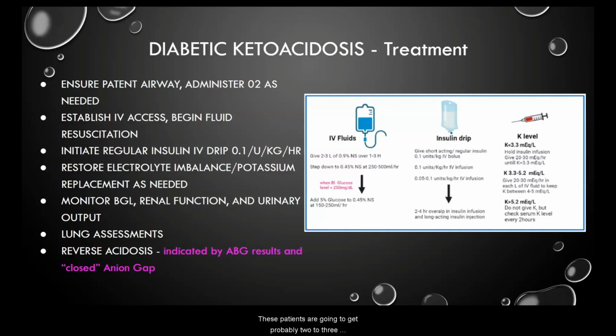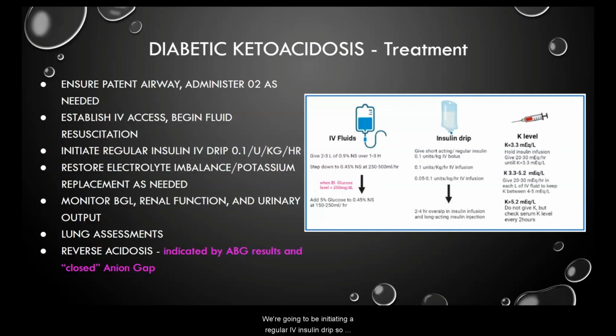These patients are probably going to get 2 to 3 liters initially of fluid resuscitation because, one, the profound dehydration, and two, those initial fluids are going to help dilute the blood glucose level. It's not going to shove the glucose back into the cells where we need it, but it is going to help dilute the glucose present. So it will just passively lower their blood sugar.